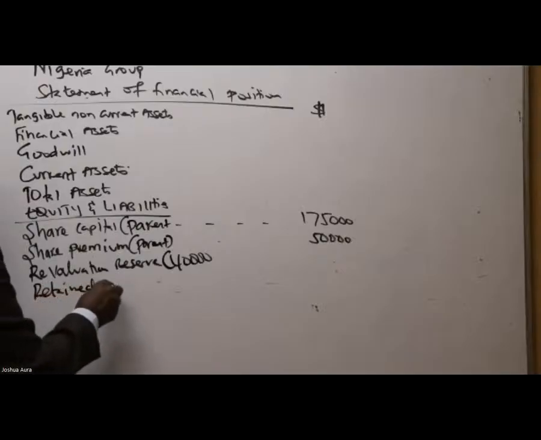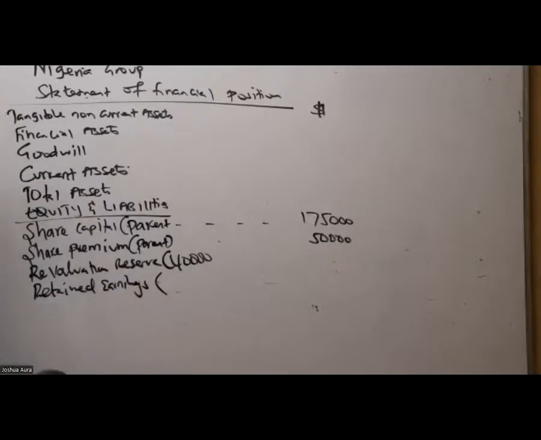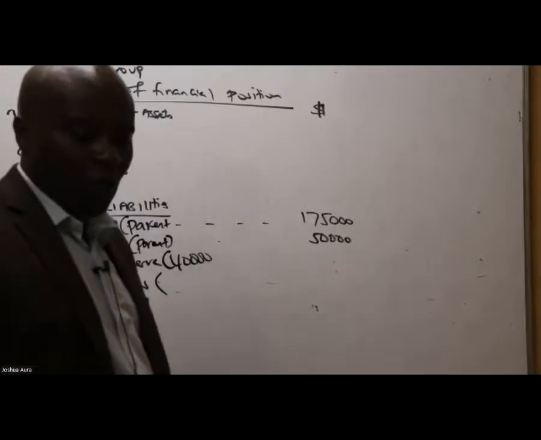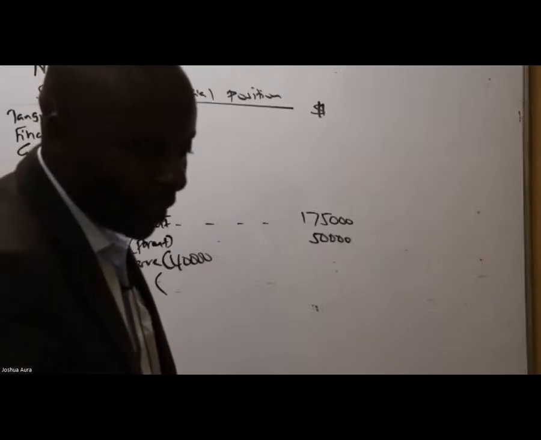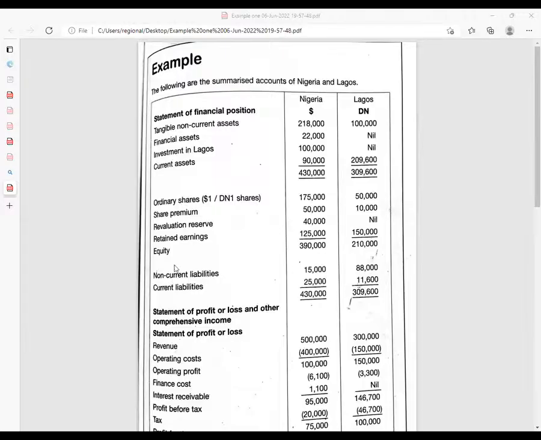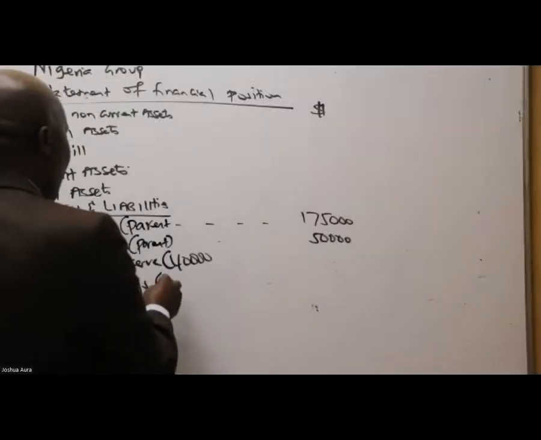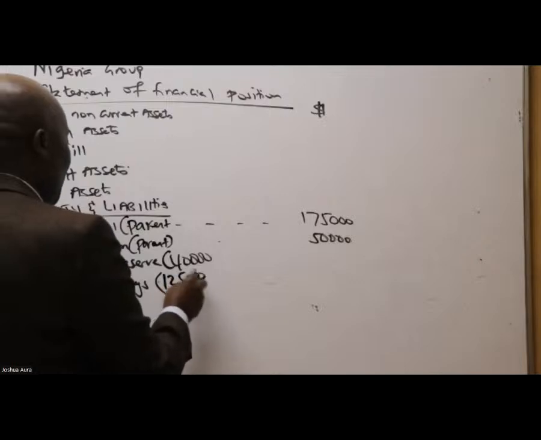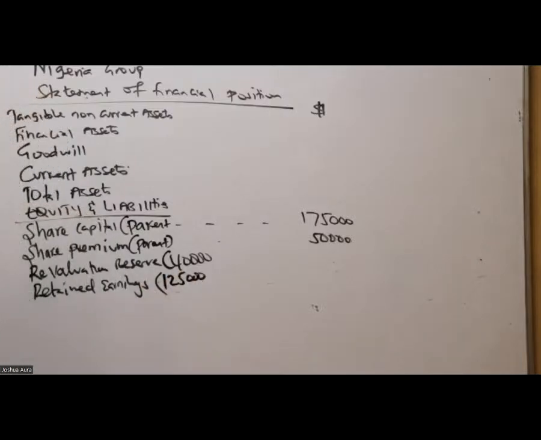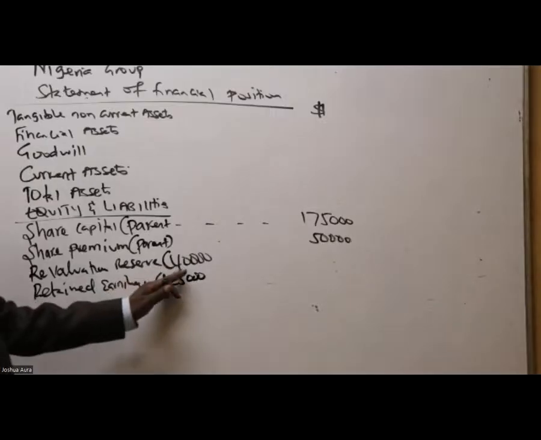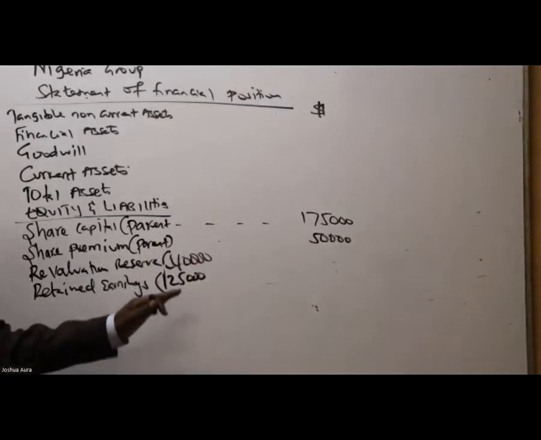Just like retained earnings, which may need some adjustments. So you pick the one of the parent only, with room for making adjustments later on with any post-acquisitions. So retained earnings is 125,000 like that. I'm putting them here because later on I'll be doing some adjustments.